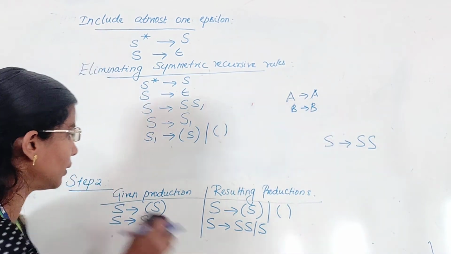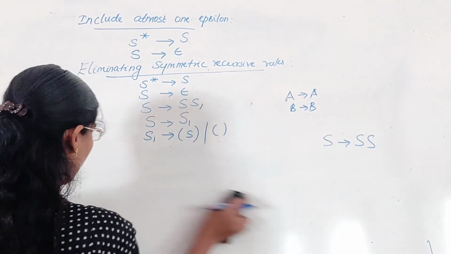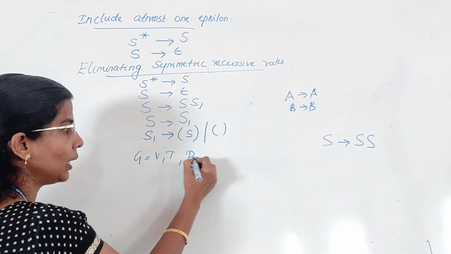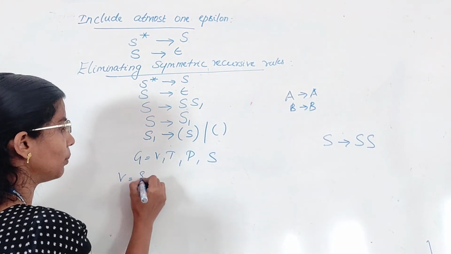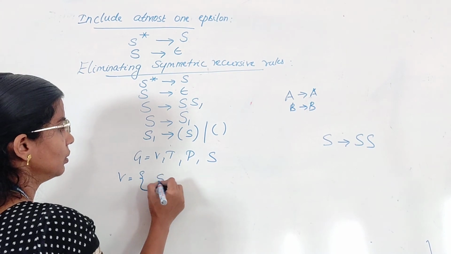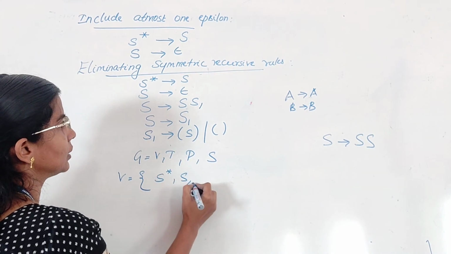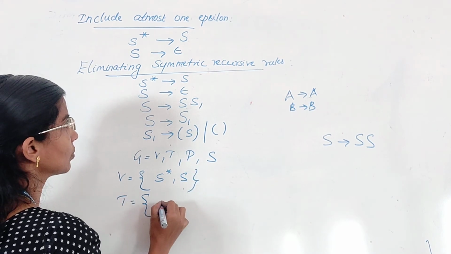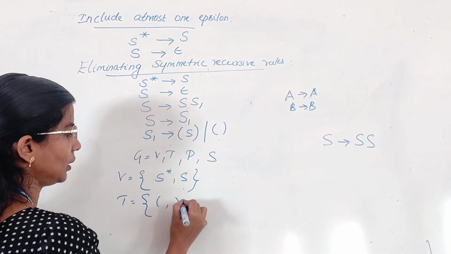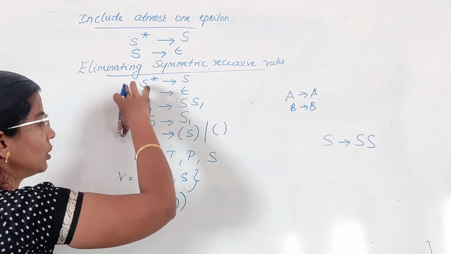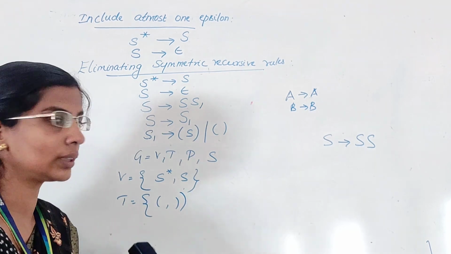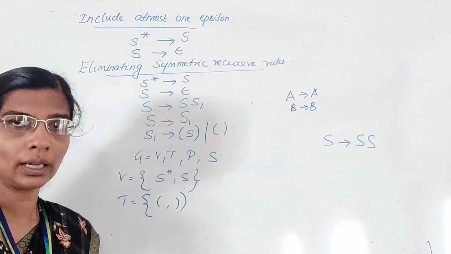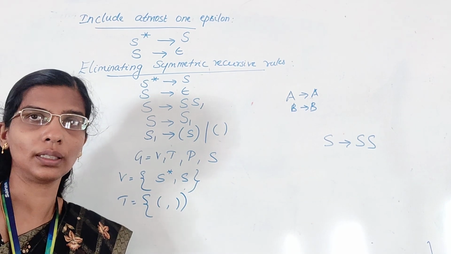So how to write your grammar? G is equal to V, T, P, S. So what are the variables here? S star, S, S1 are the variables here. Terminals, open parenthesis and close parenthesis. And rules, all these rules. And which is your start symbol? S star is your start symbol. You can conclude your answer. Hope it is clear. Thank you.